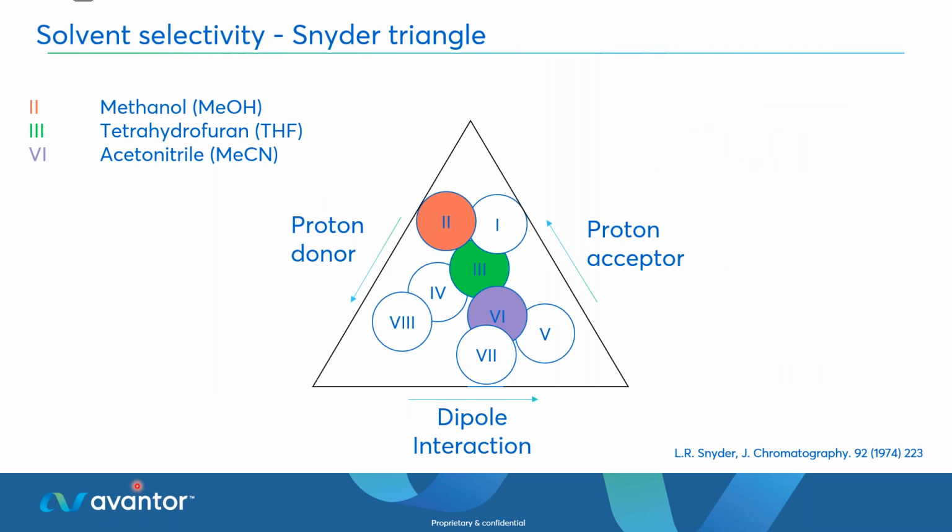We tend to use methanol, acetonitrile, IPA, THF as our organic modifiers in reverse phase chromatography, and they have different interactions. We choose these to give us different selectivity. So when you're exploring your method development, it's worth looking at solvents that have different proton acceptors and donors and dipole interactions to make sure that you're exploring that selectivity space.